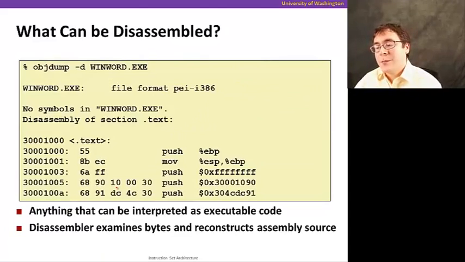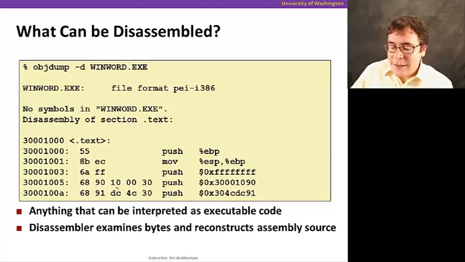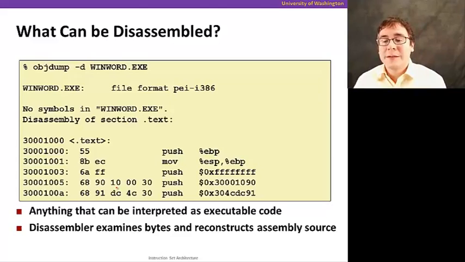So what can be disassembled? Well, anything that can be interpreted as executable code can be disassembled. You might try to get any random piece of binary data and disassemble it, but you might not get valid instructions. So what makes sense to disassemble is essentially parts of your memory that happen to store binary code. Essentially, anything that can be interpreted as executable code can be disassembled.